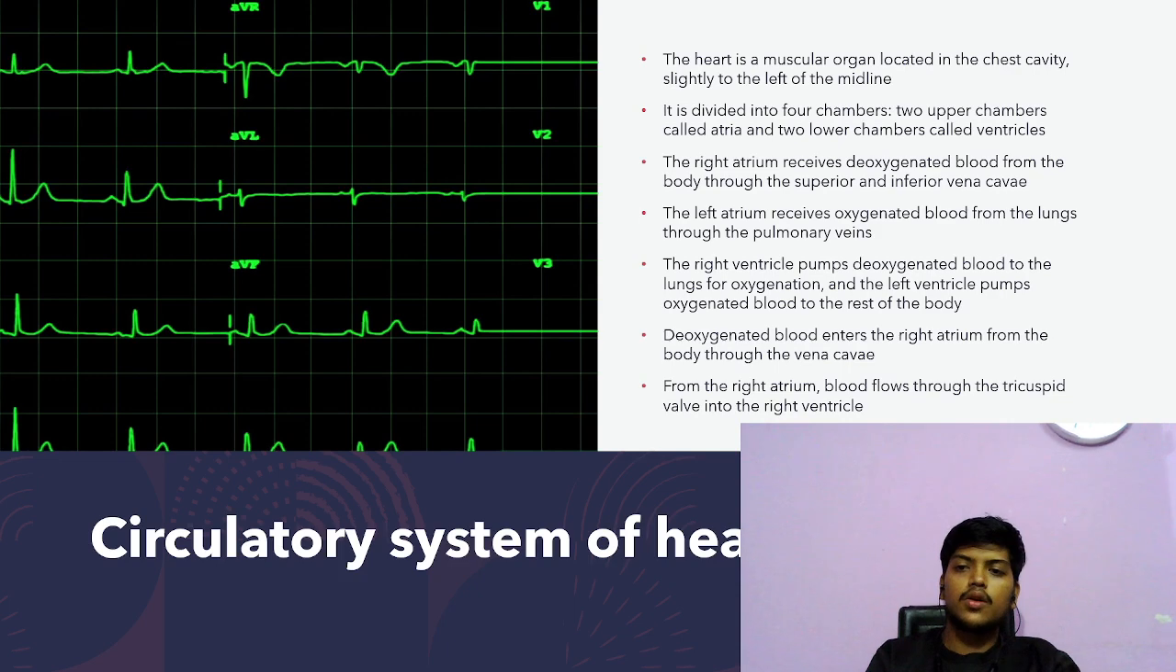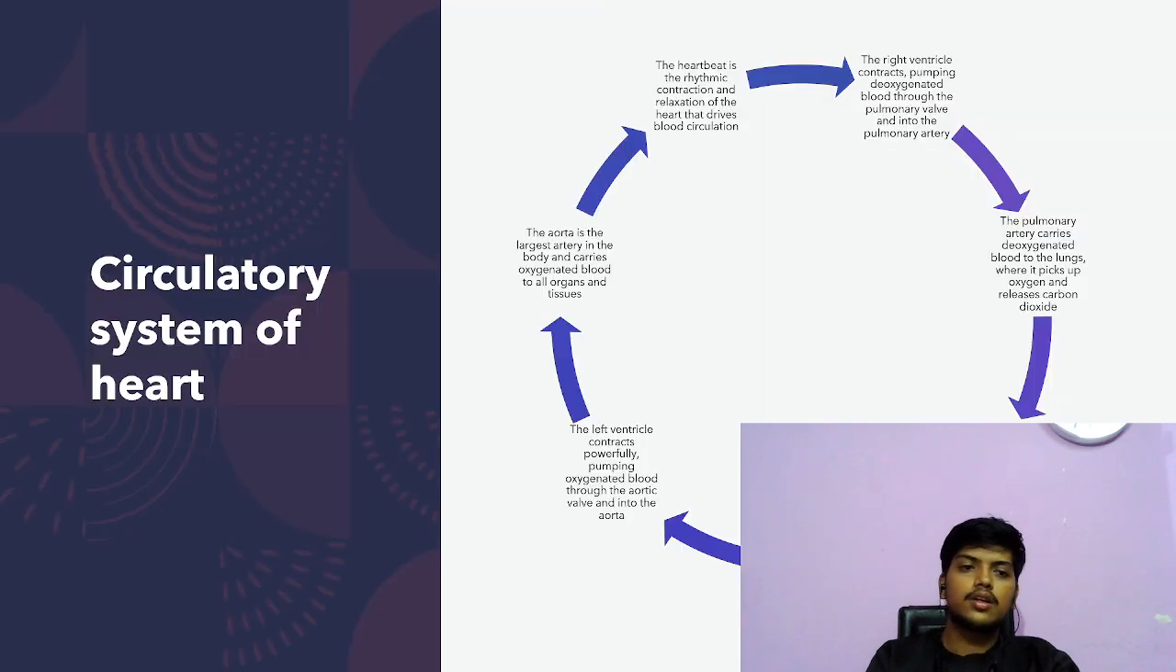The right ventricle pumps deoxygenated blood to the lungs for oxygenation, and the left ventricle pumps the oxygenated blood to the rest of the body. Deoxygenated blood enters the right atrium from the body through the vena cava. From the right atrium, blood flows through the tricuspid valve into the right ventricle. So that is the circulatory system of the heart.